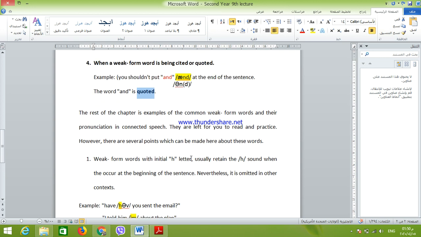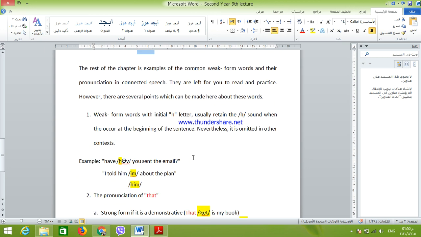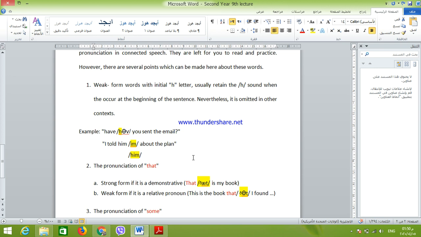However, there are several points which are worth noting here. I'm going to comment on some of them in this lecture and leave some others for the next lecture. Let's start with the pronunciation of words that have ha in the spelling. Initially, they start with the letter h. Usually, the h is retained when the word is at the beginning of the sentence. If the function word, which starts with h, is found in the beginning of the sentence, the h sound is kept. We don't delete it.